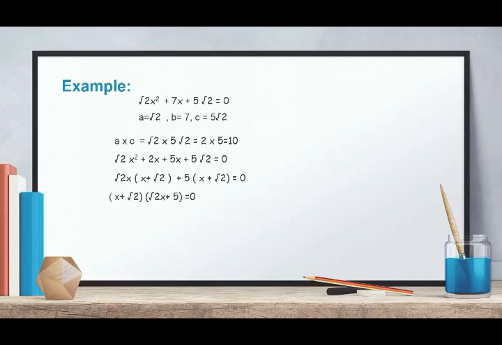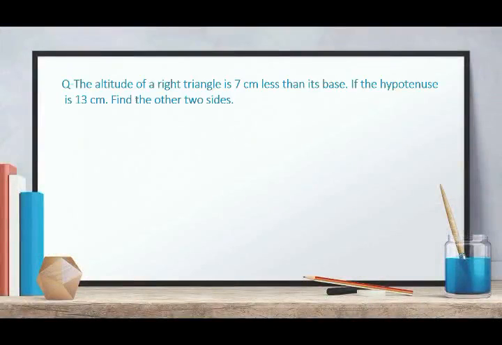So the two common factors are x plus under root 2 and root 2x plus 5, which is equal to 0. Now equating both the factors to 0, we get x plus root 2 equal to 0 and root 2x plus 5 equal to 0. So the first value of x is minus root 2 and the second value is minus 5 upon under root 2.